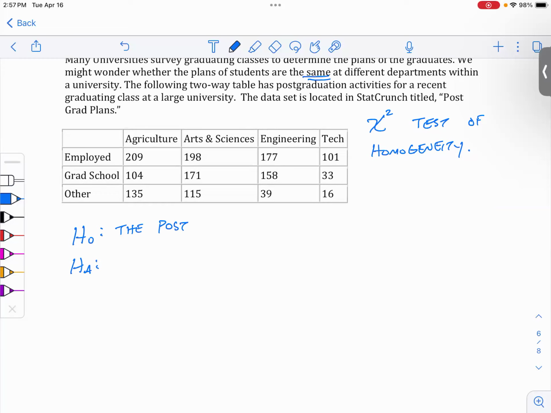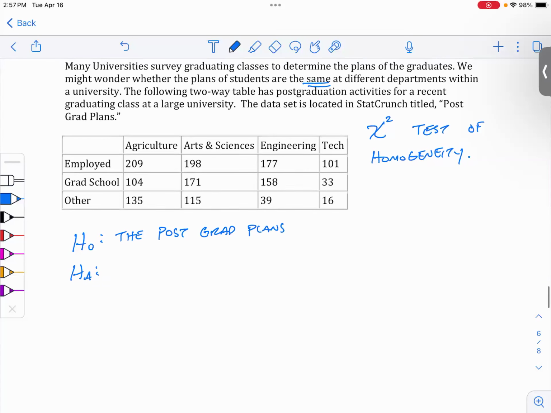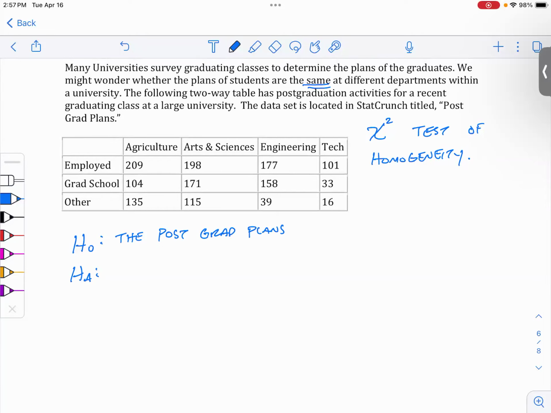All right, so now back to context, the post-grad plans of students are the same for all 4 departments.